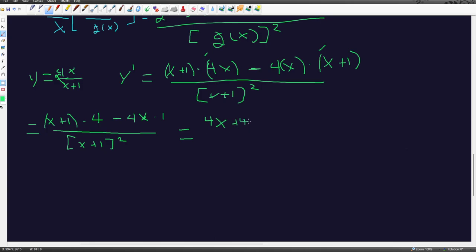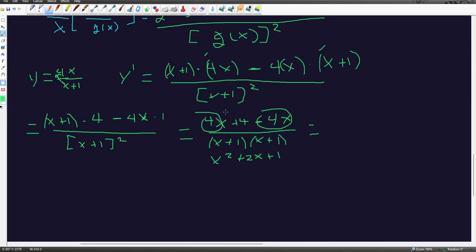So minus 4x, which can be further simplified. First, let me distribute. Plus 2x plus 1. Okay, this can be simplified even further.